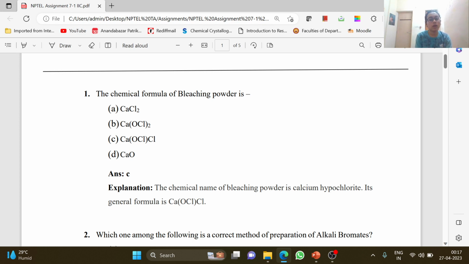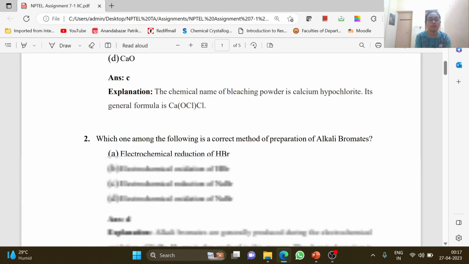The chemical formula of bleaching powder, the correct answer, will be calcium hypochlorite chloride. Okay, CaOCl2. So calcium hypochlorite, actually CaOCl2. Its general formula is written by this one.